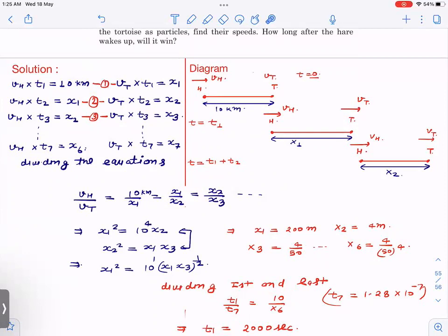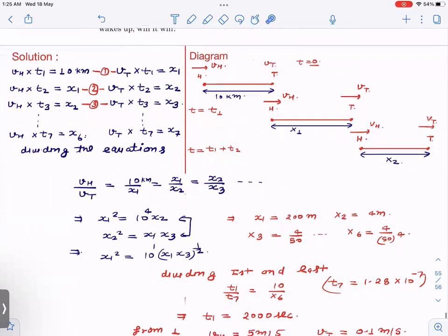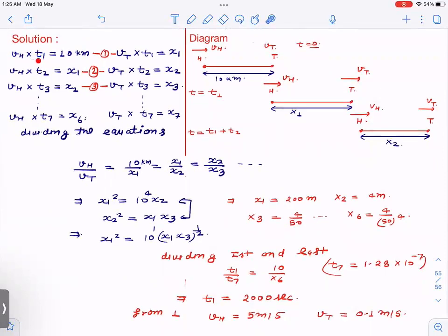Now once we get T1, we are almost done. So this T1 you can substitute here, 10 kilometers, and you find VH. VH is 5 meter per second. This T1 now you substitute here, and X1 we have already found. See, this is X1 and we got VT also, right? So from these values only you can find out the time also, right?